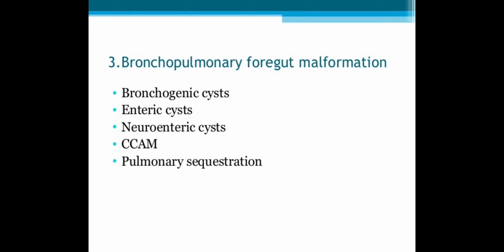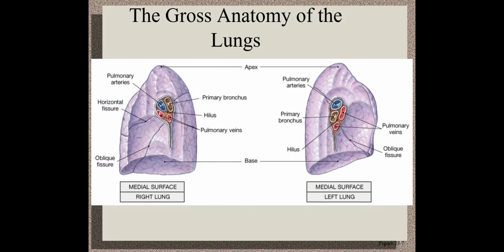Bronchopulmonary foregut malformation, bronchogenic cyst, enteric cyst, neuroenteric cyst, and congenital cystic adenomatoid malformation, and pulmonary sequestration.